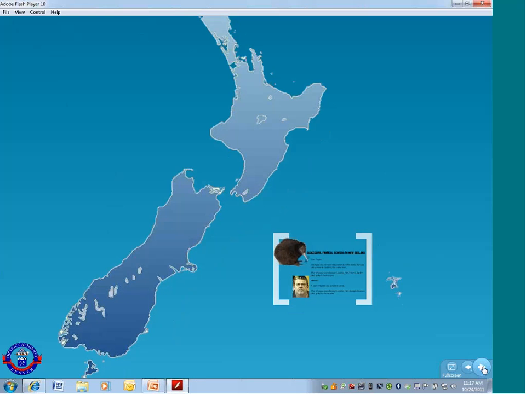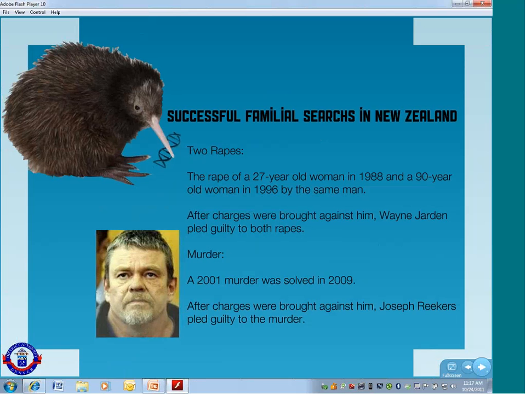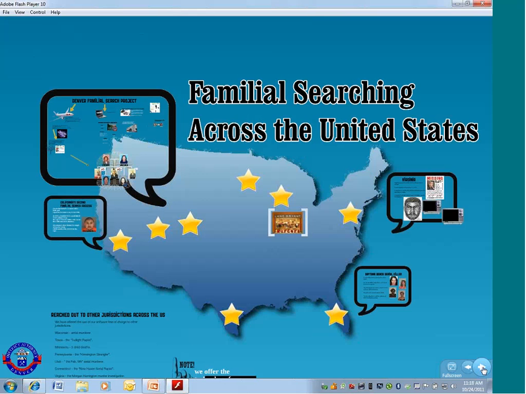Familial searching also takes place in New Zealand. New Zealand's had 3 successes. An individual that they were able to tie to 2 rapes, the rape of a 27-year-old and a 90-year-old woman, and then they were able to solve a murder. Mr. Reekers was connected when his sister went into their national database, and they got a familial match, and through conventional investigations were able to tie him to the murder.